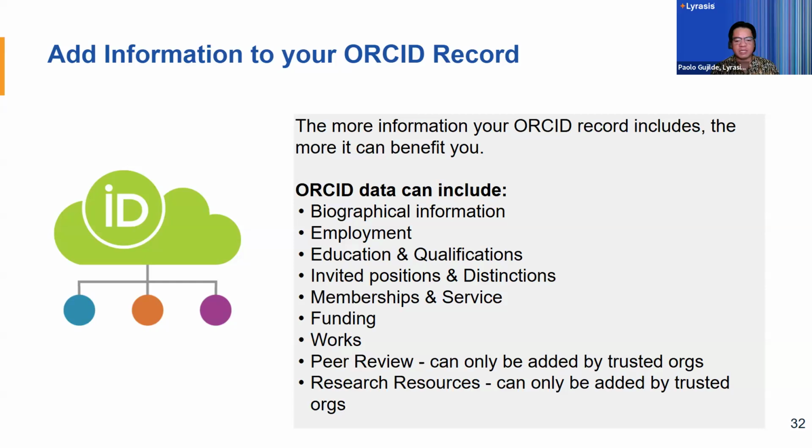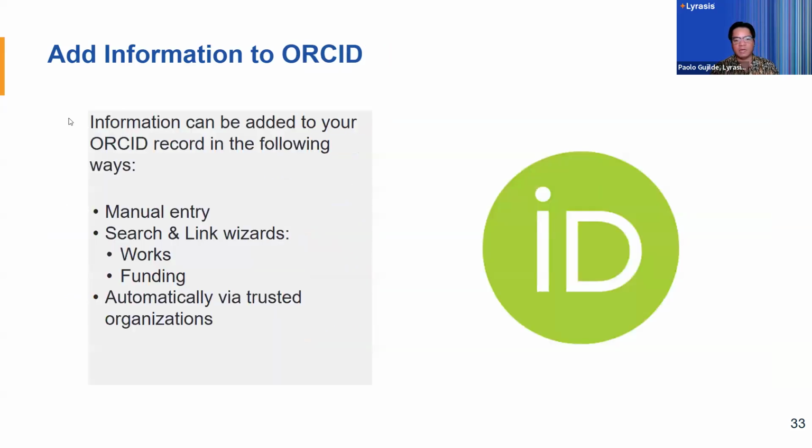So the peer review section as well as the research resources are the two sections that will not show up if you don't have those activities being pushed by an organization. But we can show you how that will appear at some point during this portion of the presentation as well.